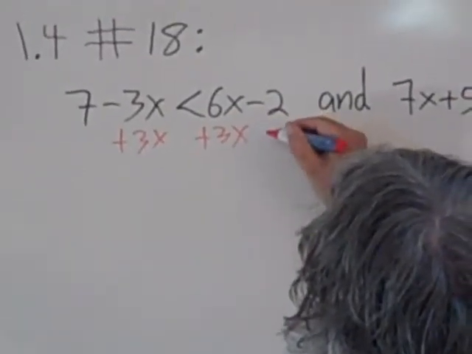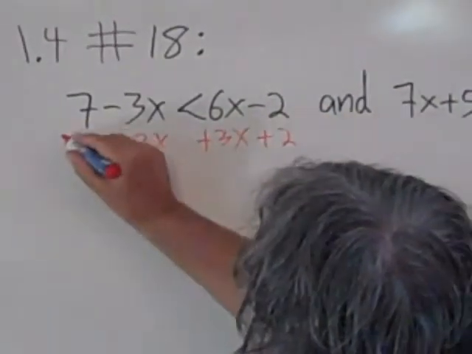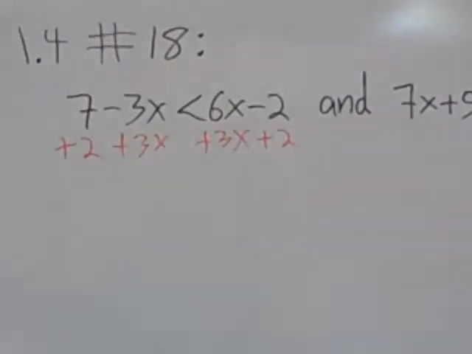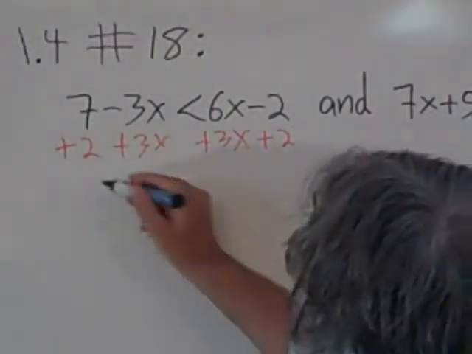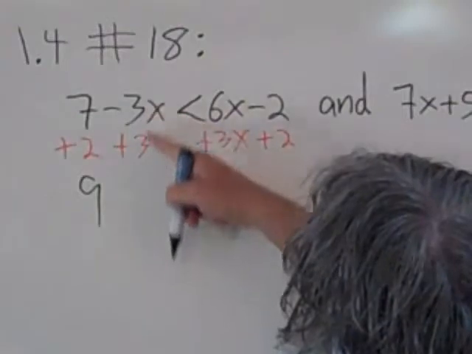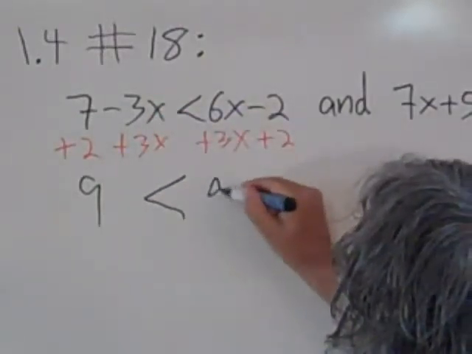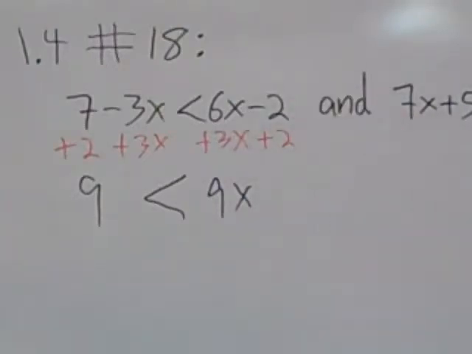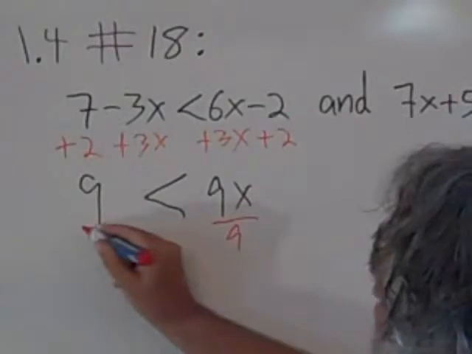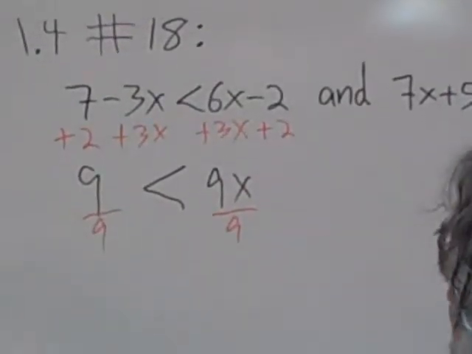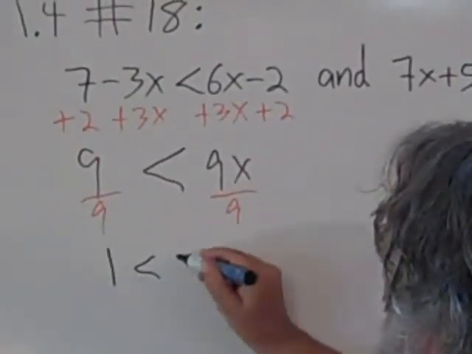So we want to get rid of the 2. Let's add 2 to both sides while we're at it. And then we'll end up with 7 plus 2 is 9. The 3x's cancel out, so 9 is less than 6x plus 3x, which is 9x, and the 2's cancel out. For this one, if I now divide both sides by 9, I've solved the inequality. That's 1 is less than x.